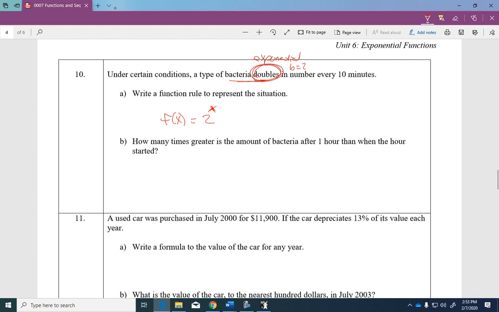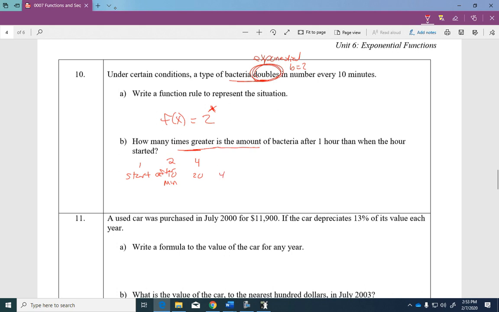But to be honest with you, in this next question, they're asking me how many times greater the amount of bacteria is after 1 hour than when the hour started. So it really wouldn't matter how many you started with. If you're having a hard time understanding how many times greater, make a list for yourself. Let's make up a number. Let's say we'll start with 1 bacteria. And after 10 minutes, it doubles, therefore it's 2. And then after 20 minutes, it doubles, so it's 4.